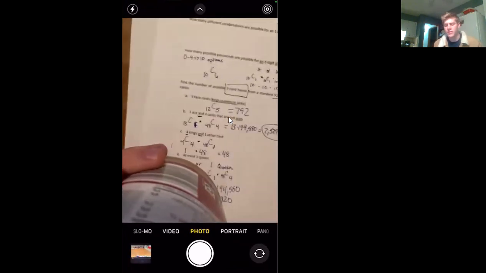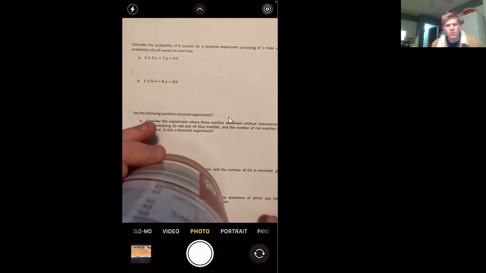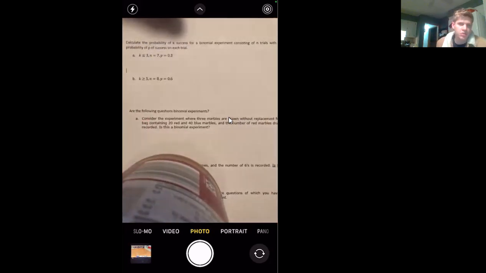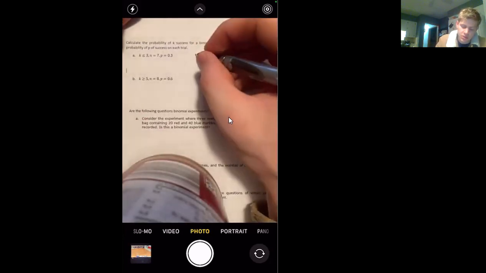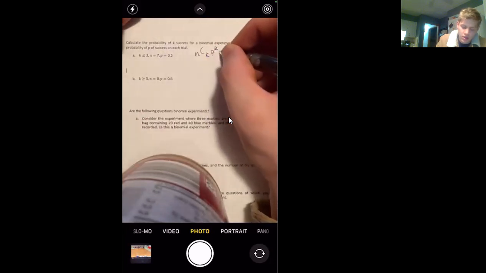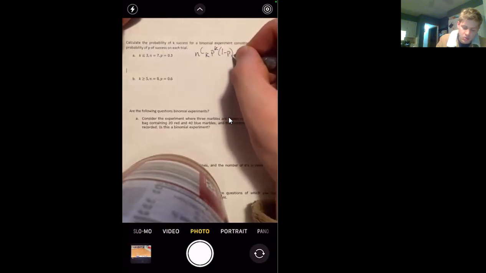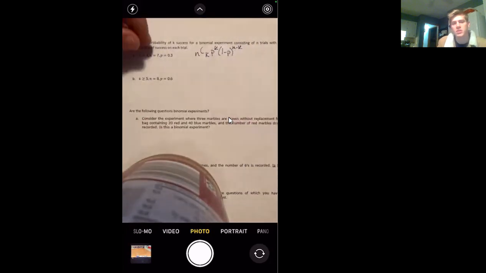Okay, so that's the front page. I anticipate that being the worst of your troubles. Let's kind of go on to the back page here. Calculate the probability of k successes for a binomial experiment consisting of n trials with probability p of success on each trial. So if you ever see something like this, remember your formula. It's going to be n choose k, probability of success to the k, times 1 minus probability to the n minus k. I believe on our paper we wrote this as r, r to the k. They're basically the same thing.